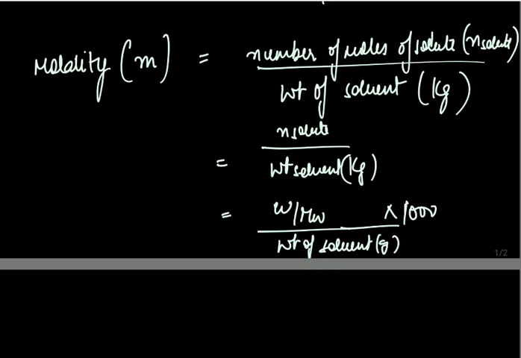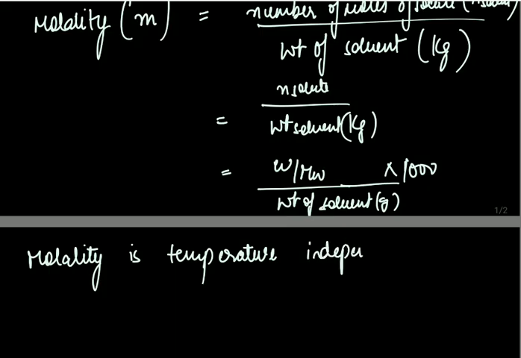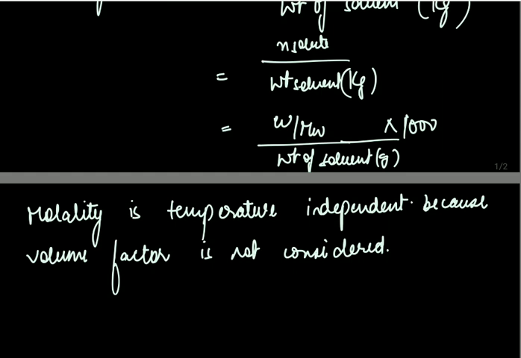Now we can see one more thing over here: there is no volume factor considered. If the volume factor is not considered, that means molality is temperature independent, right? You can even write this: the volume factor is not considered in the formula. Obviously the definition is different, right? So this was the second concentration.